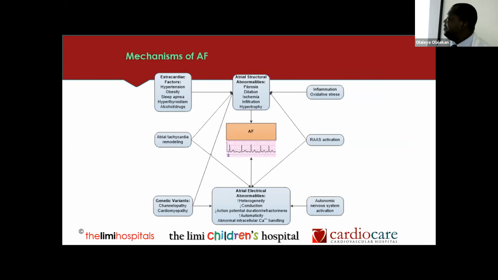And this just puts together what I've talked about. So extra cardiac factors, hypertension, obesity, sleep apnea, hypothyroidism, inflammatory changes, activation of the renin-angiotensin system, autonomic system, all lead to remodeling, which includes fibrosis, dilatation, ischemia, hypertrophy of the atrium, resulting in local conduction problem, reduction in action potential duration, increased refractoriness, increased automaticity, and abnormal handling of calcium within the atrium. So all this now leads to atrial fibrillation, and the cycle continues if you don't terminate this process at one point or the other.